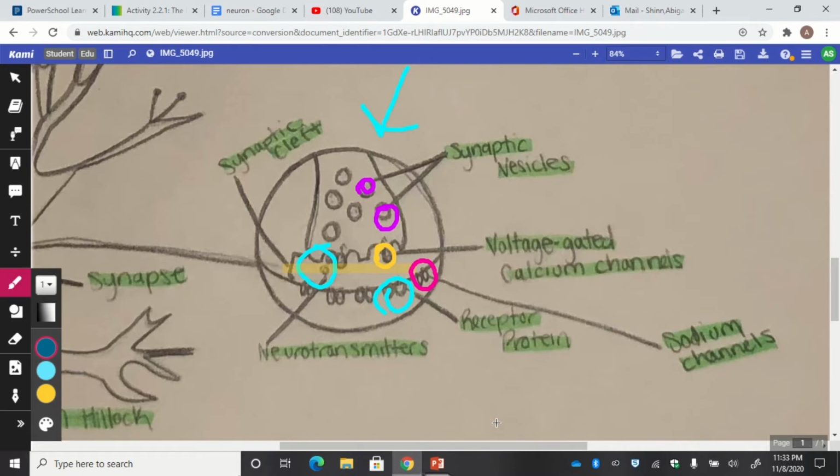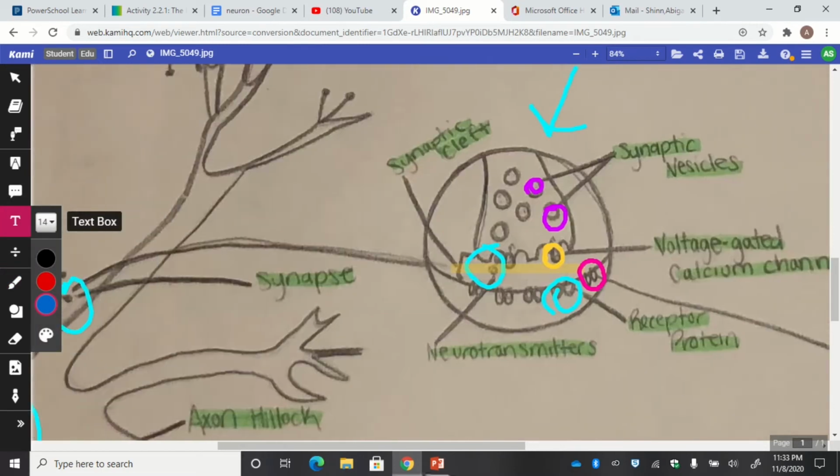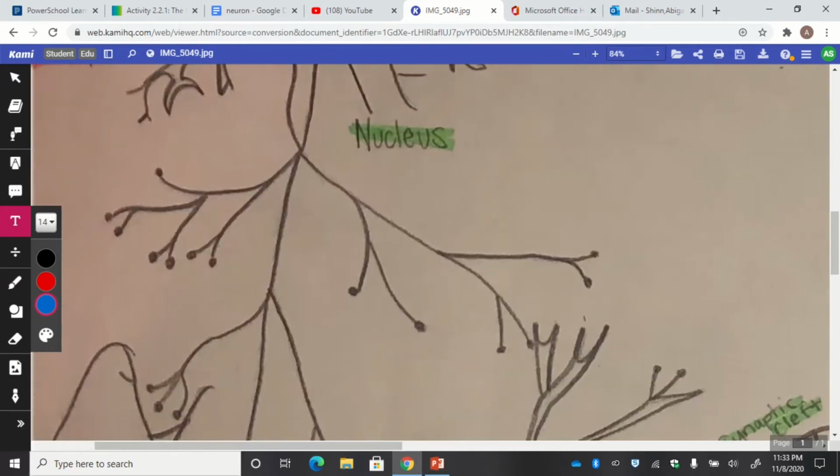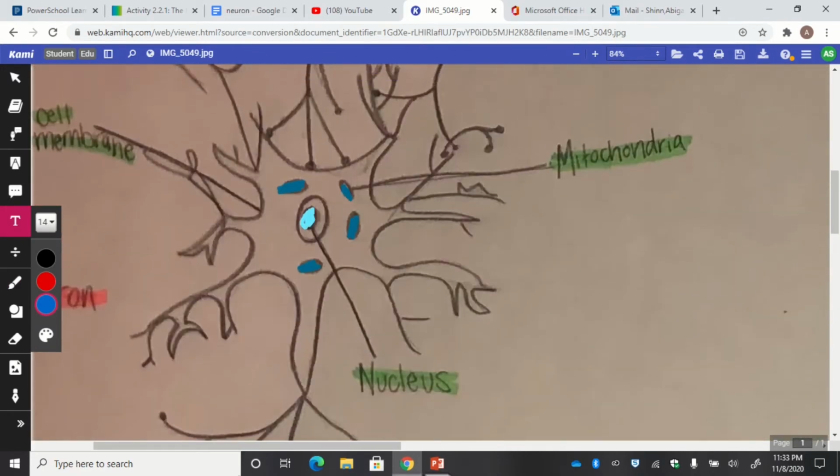Then we're going to go to the nucleus, which is up here, and I highlighted it in light blue, and it's the center of the cell, and it contains genetic material in the form of chromosomes, and it's like all the DNA of your cell. And then we're going to go to the mitochondria, which is the dark blue surrounding the nucleus, and it is the powerhouse of the cell.